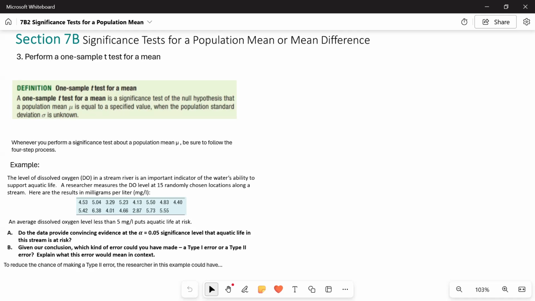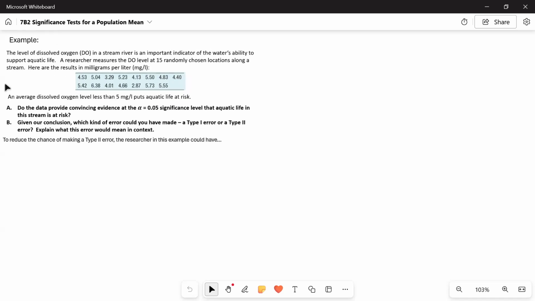And so this is the appropriate inference procedure for testing a claim about a population mean. We call it a one-sample t-test for a mean. And as you can see here by the definition, a one-sample t-test for a mean is a significance test of the null hypothesis that a population mean is equal to a specified value when the population standard deviation is unknown. So again, as always, whenever you perform a significance test, and specifically here about a population mean, you want to make sure you follow the four-step process that we've been outlining throughout the course here.